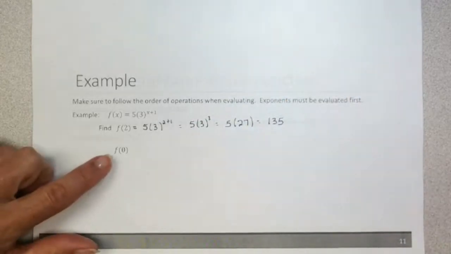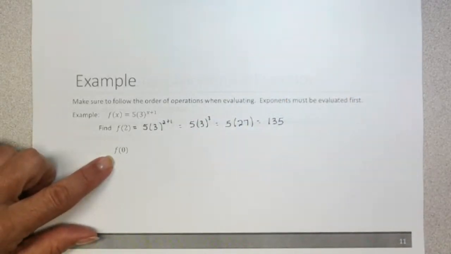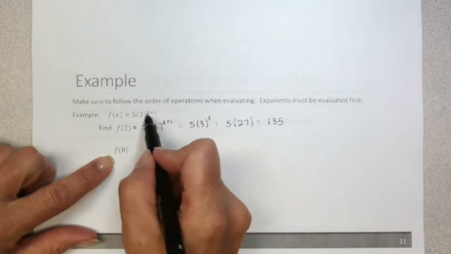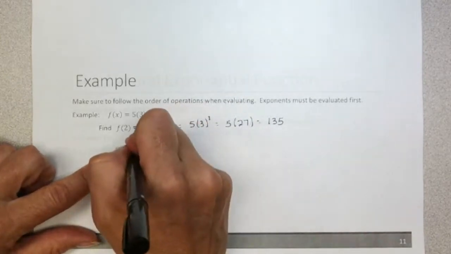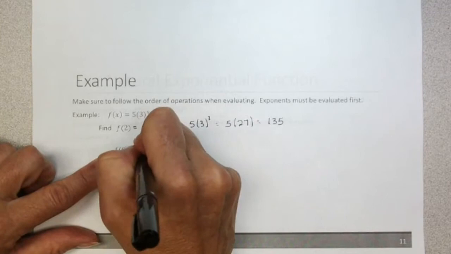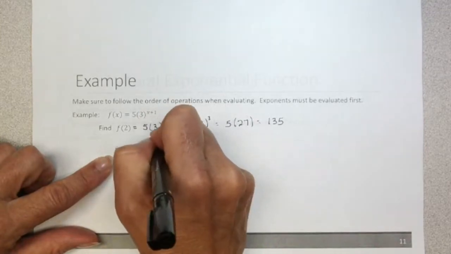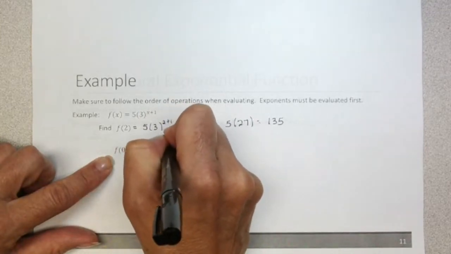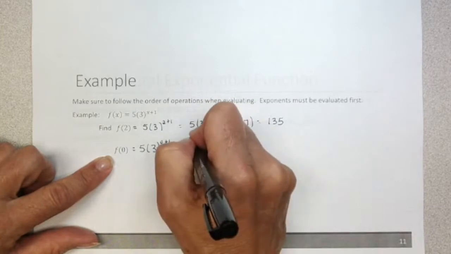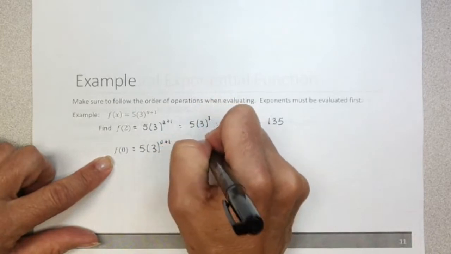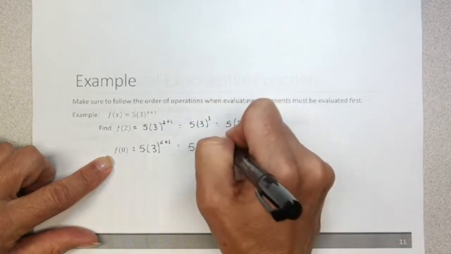Okay. What about f of 0? Can I automatically say that's 1? No, because look, my exponent is an expression here. F of 0 is going to be 5 times 3 to the 0 plus 1 power, which of course is 5 times 3 to the first power, or 5 times 3, 15.